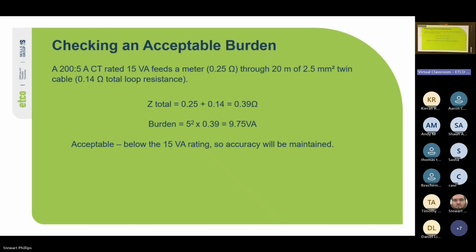So always compare your calculated burden against the CT's nameplate rating. Staying below that limit means your measurements and protection systems remain accurate and the CT won't be stressed magnetically.